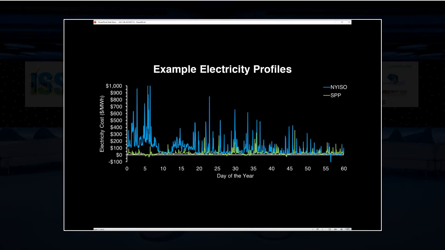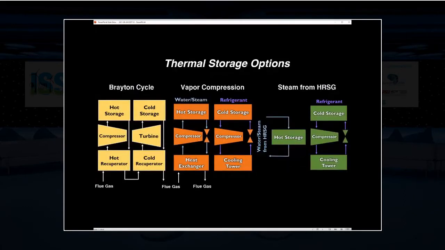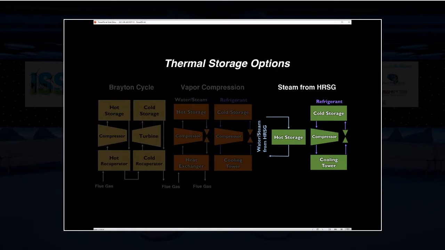So then the last thing that we needed to decide is what thermal storage technologies we wanted to use. Currently, we've evaluated 15 different thermal storage configurations, ranging from Brayton cycle heat pumps to vapor compression heat pumps. Today, I'm just going to focus on results from pulling steam directly from the natural gas combined cycle power plant, storing the heat for thermal storage, and then using vapor compression for the cold thermal storage side of things. And I'm just showing results on this because it's the best performing configuration that we've looked at to date.